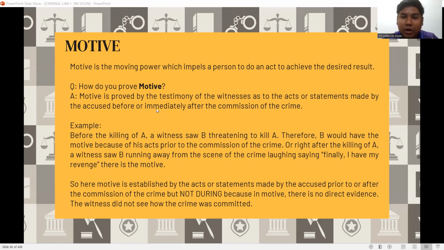Before the commission of the crime, or after the killing. For example, a witness saw B running away from the scene of the crime and laughing, saying, "Finally, I have my revenge." So there is motive. Here, motive is established by the acts or statements made by the accused prior to or after the commission of the crime, but not during. Because in motive, there is no direct evidence. The witness did not see how the crime was committed.